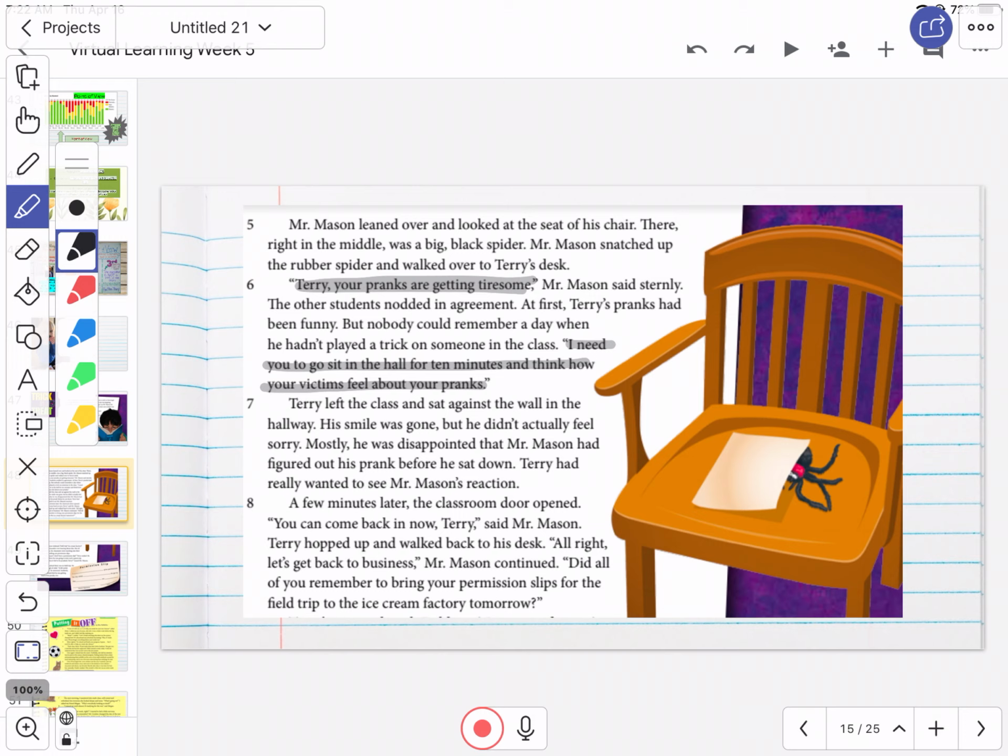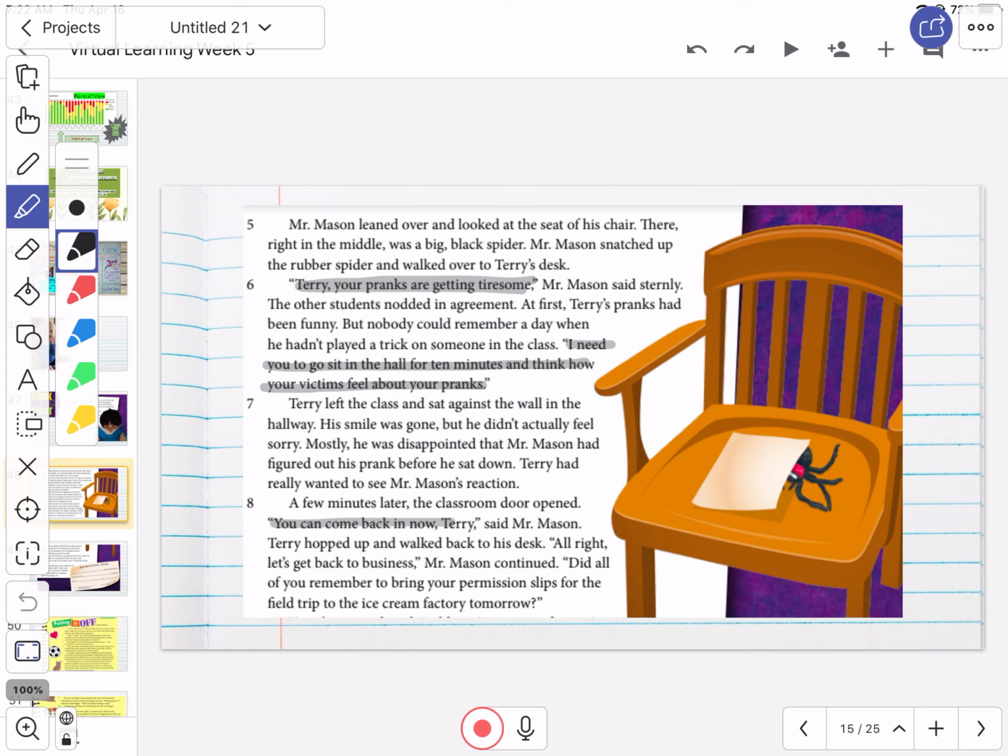Now, thank goodness I marked out that dialogue because there's the word I again. Terry left class and sat against the wall in the hallway. His smile was gone, but he didn't actually feel sorry. Mostly he was disappointed that Mr. Mason had figured out his prank before he sat down. Terry had really wanted to see Mr. Mason's reaction. A few minutes later, the classroom door opened.